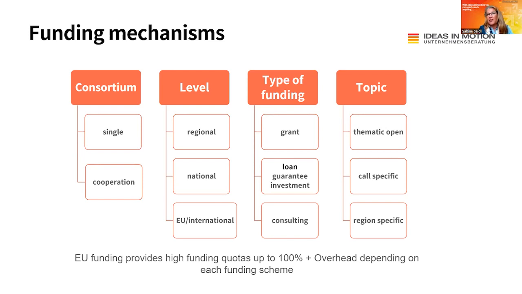Then types of funding: we're always thinking about cash, so typical grants, but there are also loans, guarantees, direct investments. I mentioned the EIC Accelerator before. They also offer direct investments and consulting schemes. They should not be underestimated, because they are very valuable consulting and specific activities, sometimes paid by 100%. You should use that.